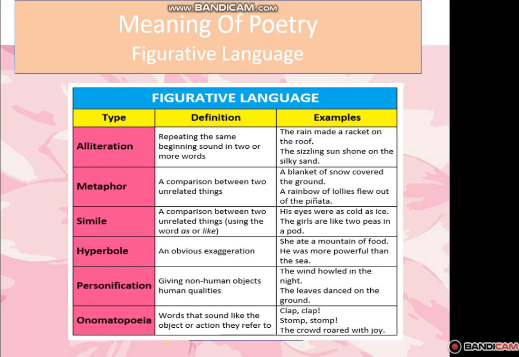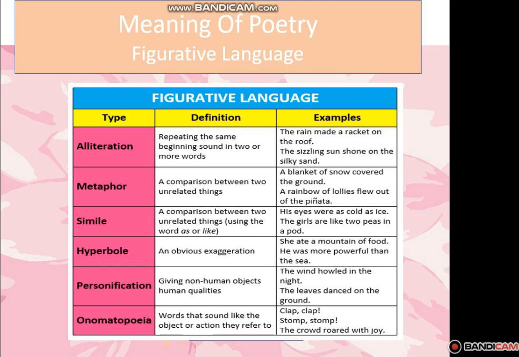Okay, next is hyperbole. Hyperbole is an obvious exaggeration. Exaggeration is too much. It is not based on real situations. She ate a mountain of food. Yes, the girl ate too much, but it is not a mountain of food. The speaker wants to exaggerate that she ate so much food. And he was more powerful than the sea. The speaker thinks this man is really powerful, even more than the sea. So it is exaggeration, too much.